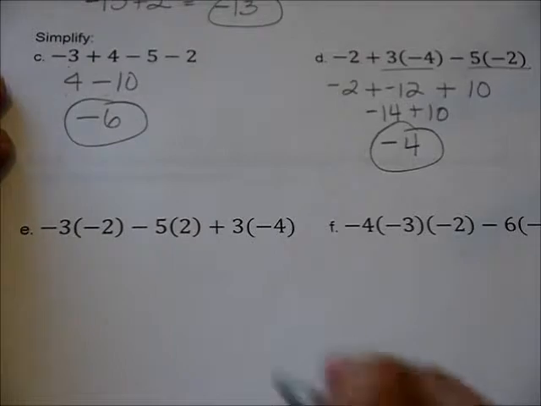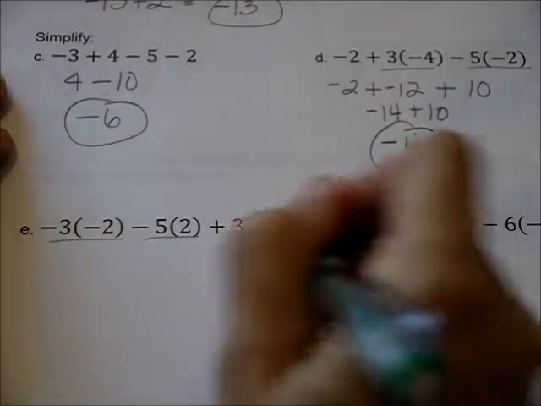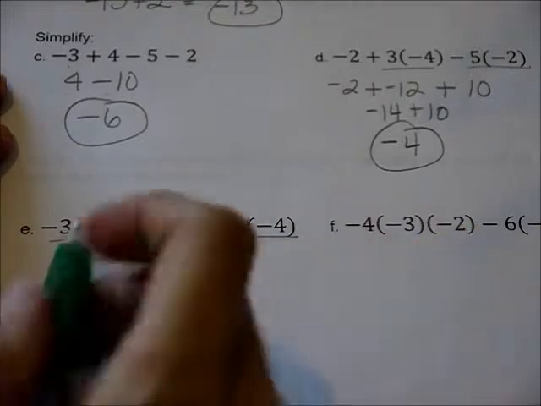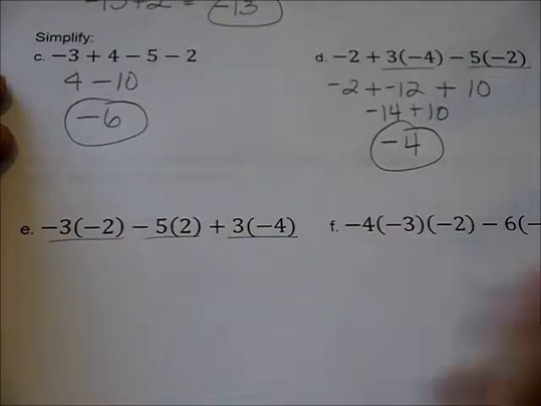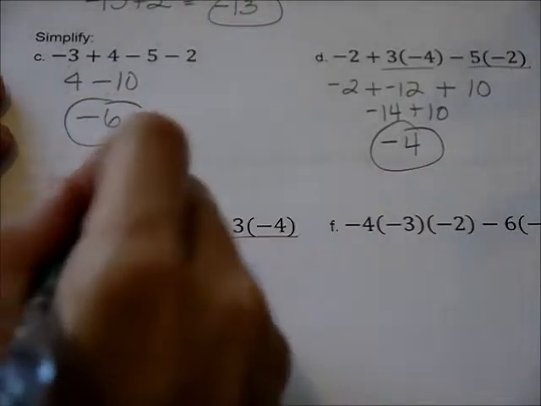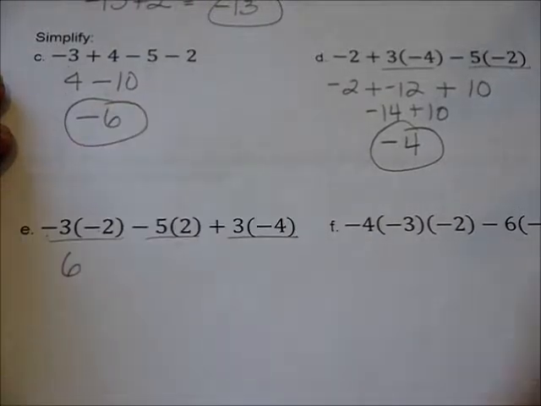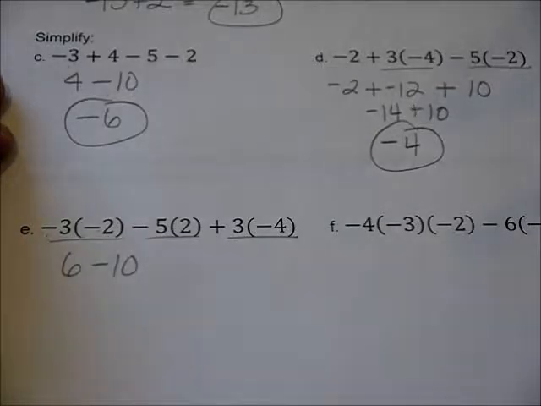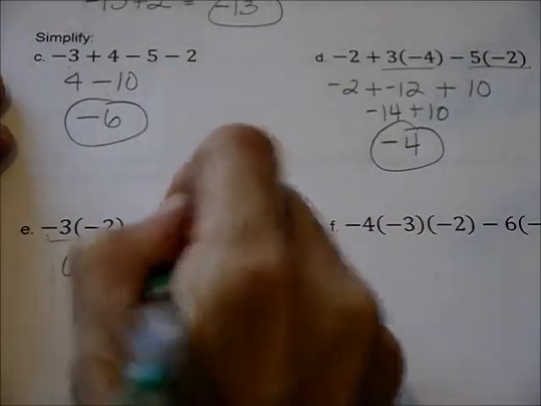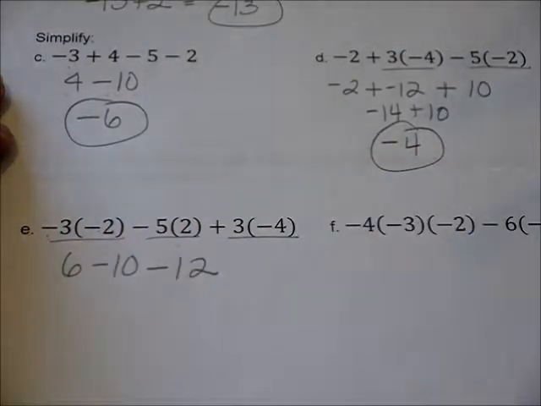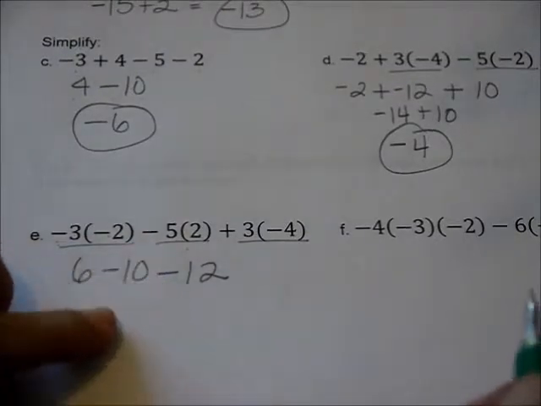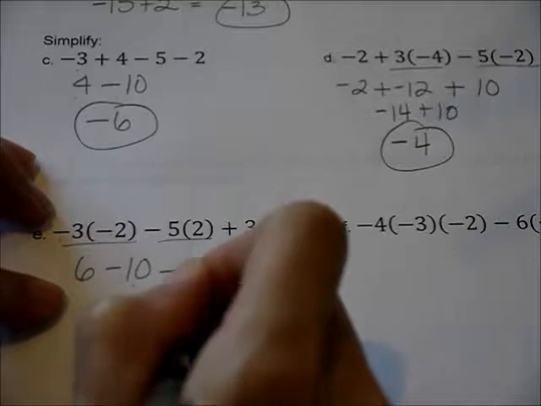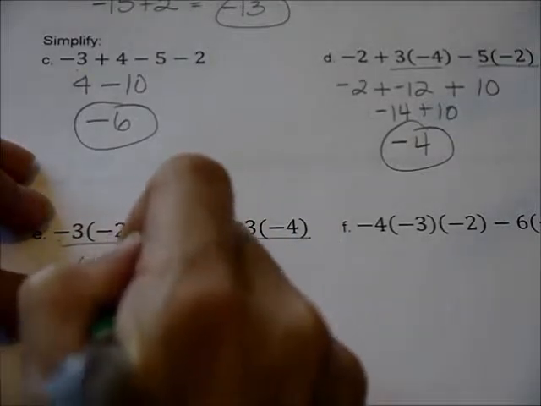Next one, we have 3 products here, 3 sets of multiplication that we're going to simplify first before we find the sum of all those. So we've got -3 times -2 is a +6. This is a -10 or -10, same thing, -12 or plus. So now we have negative, so that's -20 or 6 minus 20.